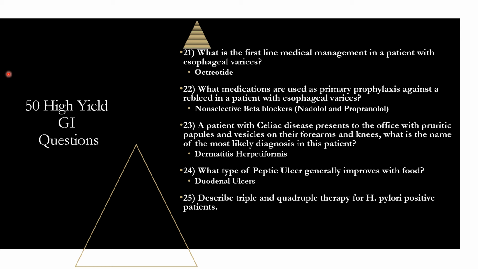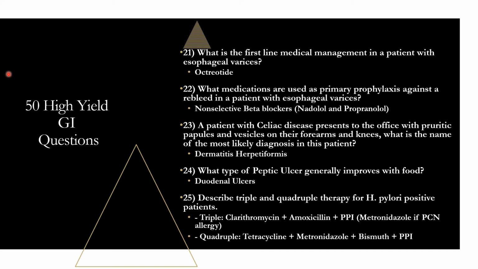Question 25. Describe triple and quadruple therapy for H. pylori positive patients. So both triple and quadruple therapy, because you may be asked either one for H. pylori positive patients. Triple is going to be clarithromycin, amoxicillin, and a PPI. Remember, in case they say for some reason, like I had on my OSCE, they said, well, the patient's allergic to penicillin. What are you going to give them now? It's metronidazole. But generally clarithromycin, amoxicillin, PPI.